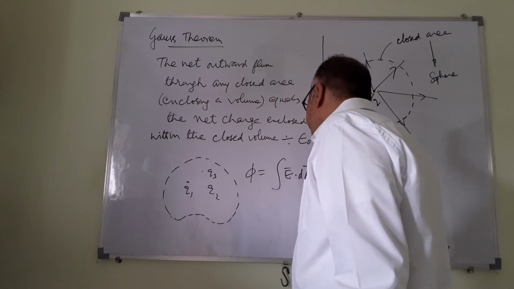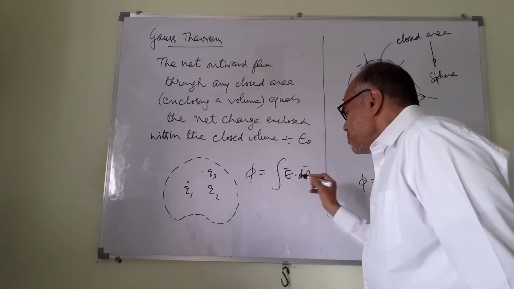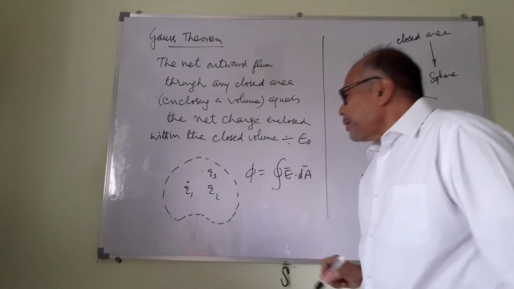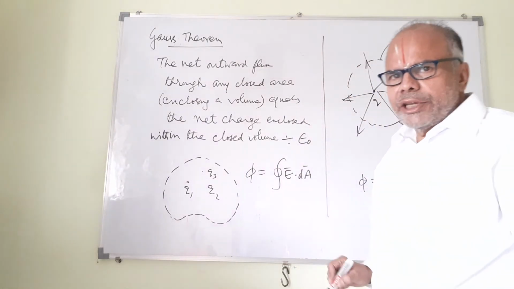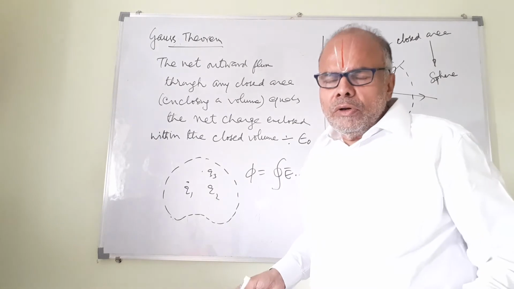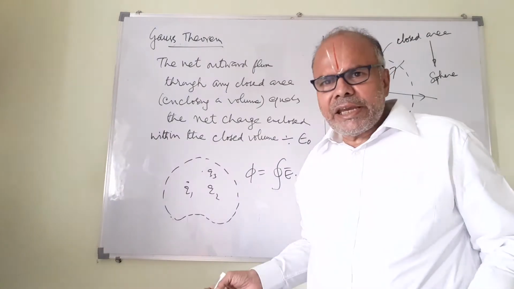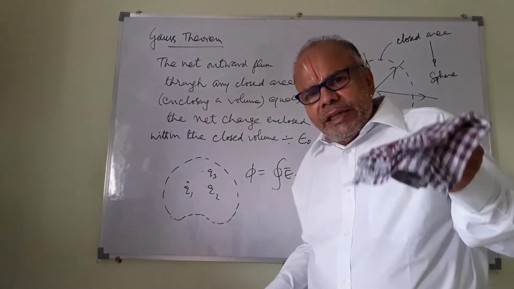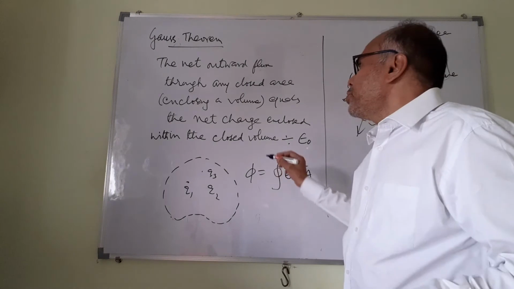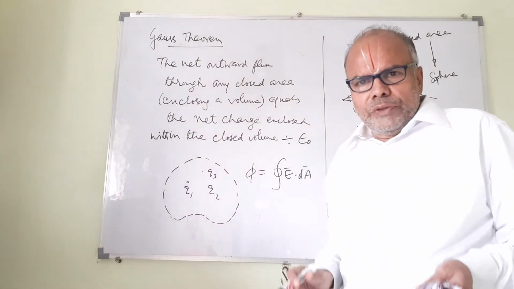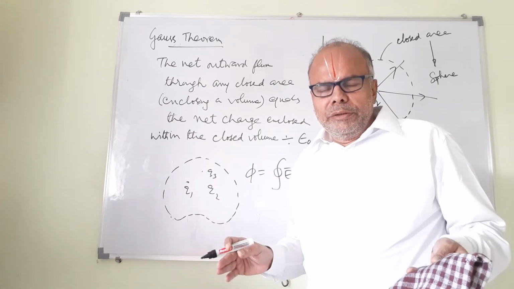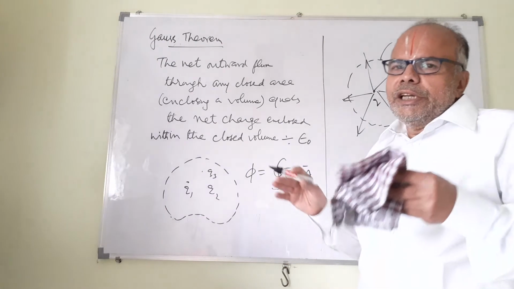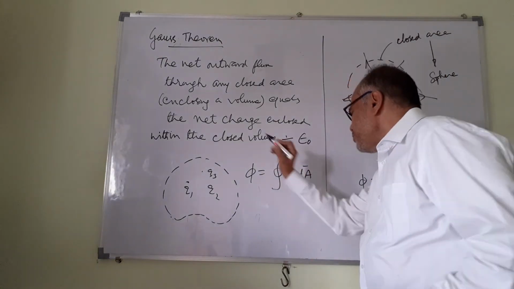Now we do a slight change in the way we represent the integral. We put a small circle on the integral to indicate that it is a closed area. Remember, flux can be found out for any area. The area need not be closed. But when it comes to Gauss theorem, the area has to be necessarily closed because we are talking about the charge enclosed. If the area is open, there will be some ambiguity about which charge is inside and which charge is outside. So therefore, it is for a closed volume. That's why I put this circle here.